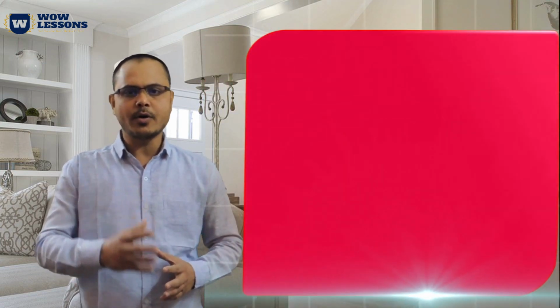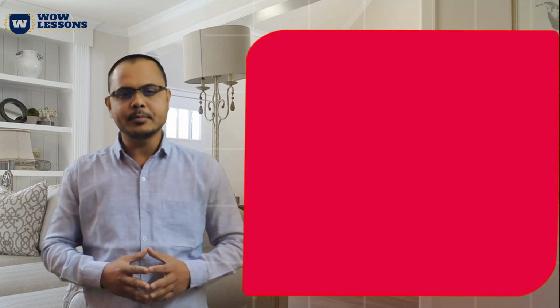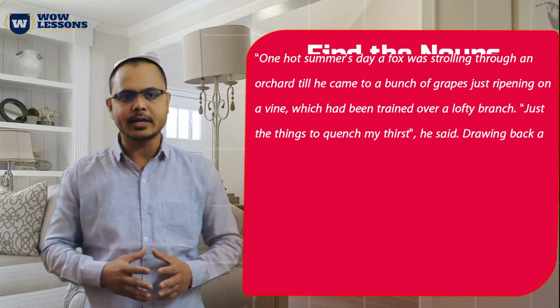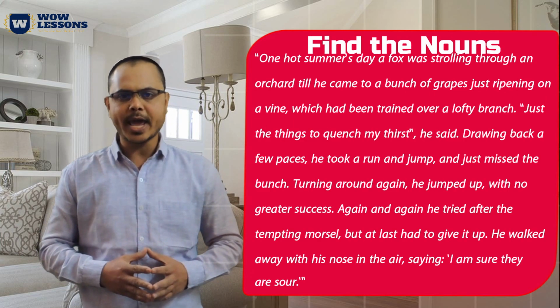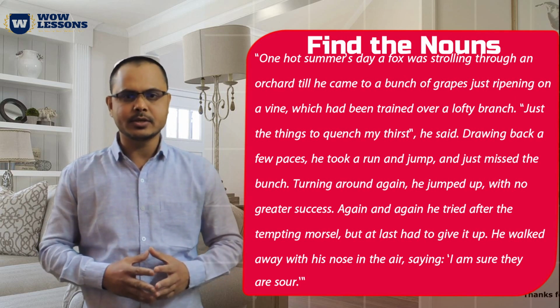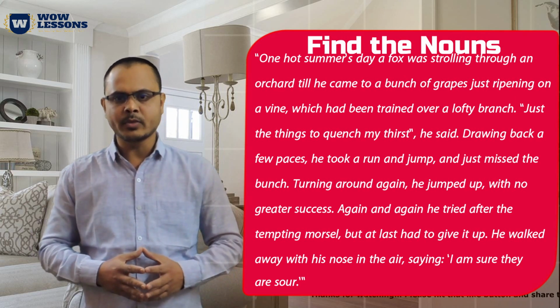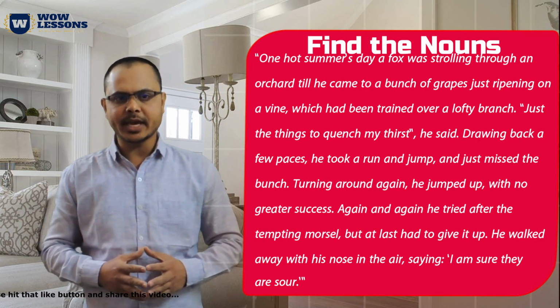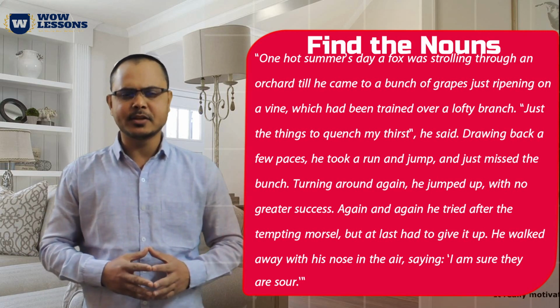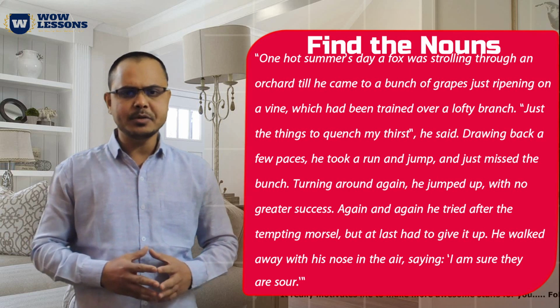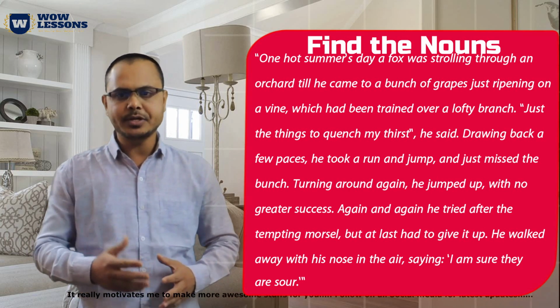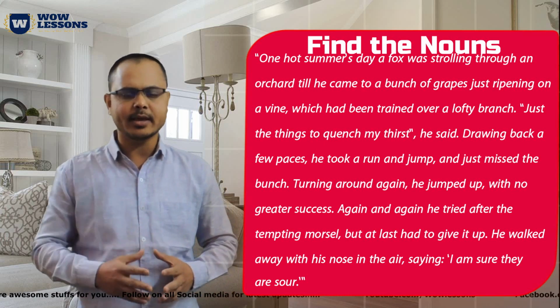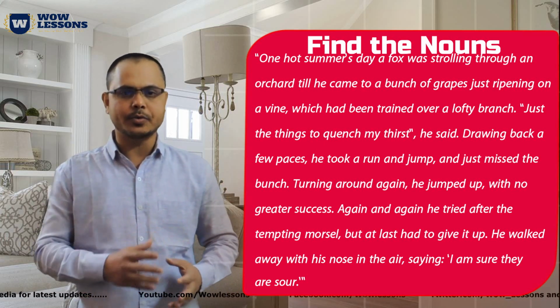Alright, let's apply all these rules we have learned just now. See if we can find nouns in this passage and tell what kind they are. One hot summer's day, a fox was strolling through an orchard till he came to a bunch of grapes just ripening on a vine, which had been trained over a lofty branch. "Just the things to quench my thirst," he said. Drawing back a few paces, he took a run and jump, and just missed the bunch. Turning around again, he jumped up with no greater success. Again and again he tried after the tempting morsel, but at last had to give it up. He walked away with his nose in the air, saying, "I'm sure they are sour."